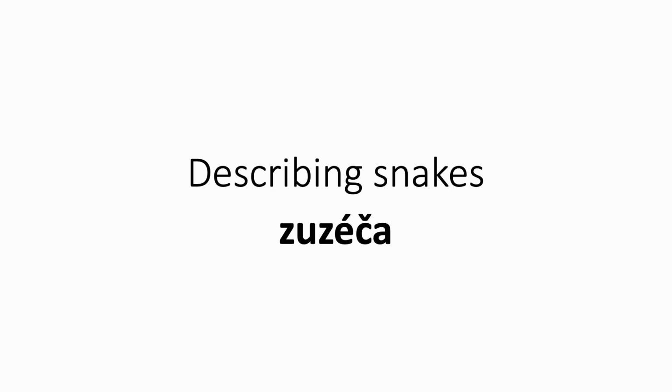Okay, now we're going to learn how to describe snakes to the students, the physical characteristics. Every kind of snake has its own name in Lakota, but we're just going to use the generic Zuzecha. Zuzecha just means snake. Once they have Zuzecha down, then you can move on and teach them sintechla, rattlesnake, those kinds of things. But we're just going to use Zuzecha for this exercise.